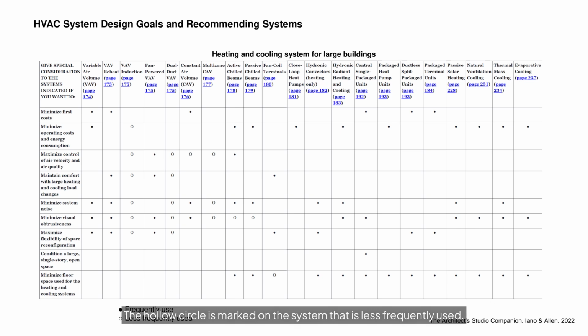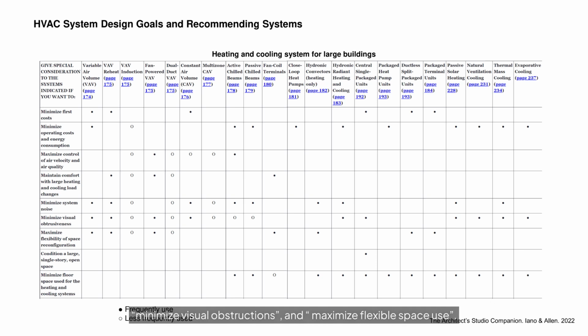The hollow circle is marked on the system that is less frequently used. For example, the VAV with reheat on the second column is recommended for these 5 considerations: minimize first costs, maintain comfort, minimize system noise, minimize visual obstructions, and maximize flexible space use.